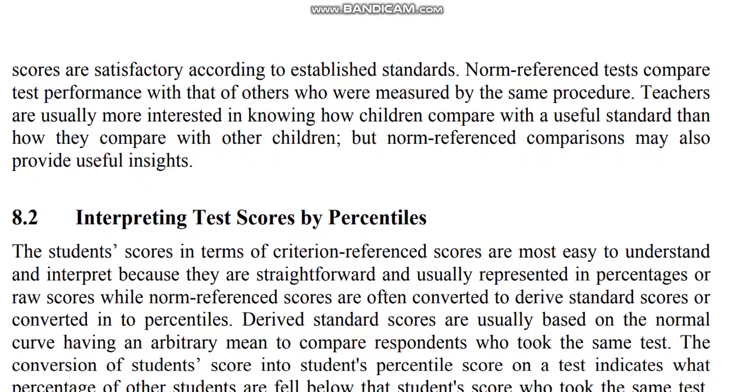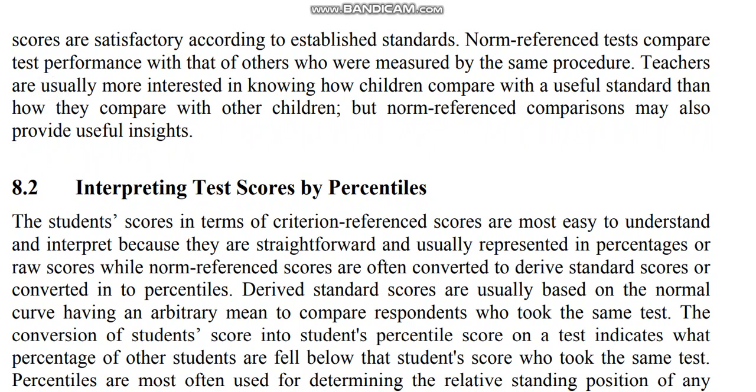Next, we have interpreting test scores by percentiles. The student's score in terms of criterion referenced scores is most easy to understand and interpret because they are straightforward and usually represented in percentage or raw scores, while norm referenced scores are often converted to derived standard scores or converted into percentiles.